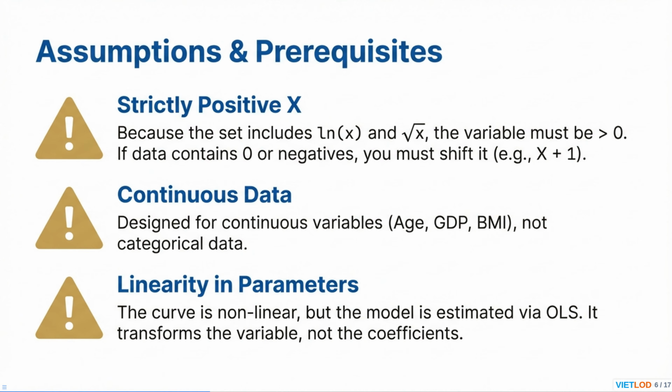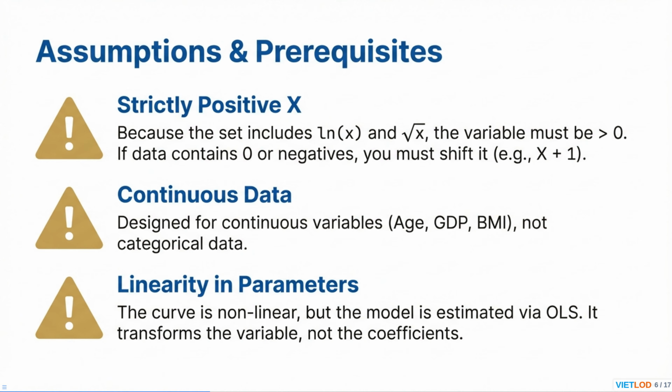To effectively use fractional polynomials, there are a few important assumptions and prerequisites for your data. First, the variable being transformed, x, must be strictly positive. This is crucial because the power set includes operations like the natural logarithm and square root, which are undefined for 0 or negative values. If your data contains such values, you must shift it, for example, by adding a constant so the minimum value is greater than 0.